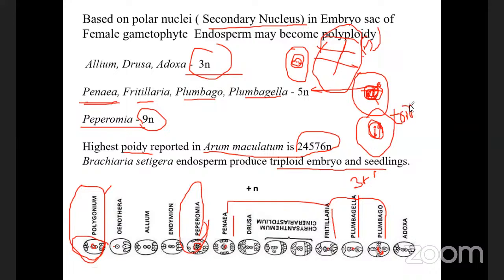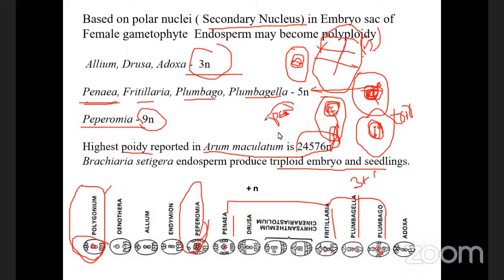Double fertilization. That is, the first male gamete fuses with the egg cell, and the second male gamete fuses with the polar nuclei. Fertilization takes place two times. That's why it is double fertilization. Here three nuclei fuse, that's why we call it triple fusion. By triple fusion, the primary endosperm nucleus will be formed. That primary endosperm nucleus will become the endosperm.